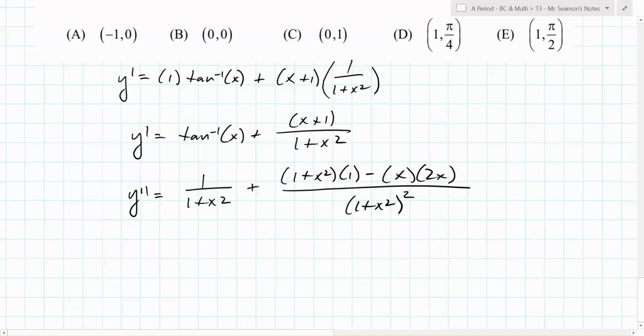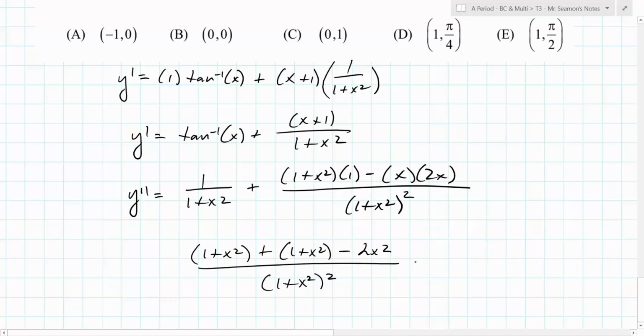Now, we're interested in where this equals what? Oh, this is squared, right? This is where this equals 0. So what do we need to do with those two fractions? So we're going to get 1 plus x squared plus 1 plus x squared minus 2x squared, all over what? 1 plus x squared, squared, equals 0.